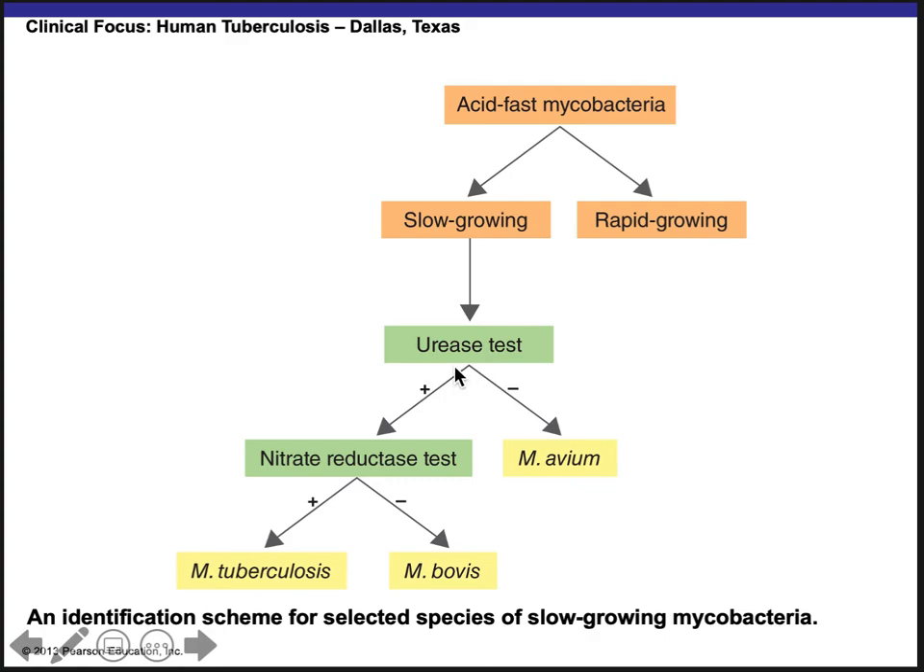Back up here with the urease test, if it couldn't use urease, if you're here on the negative side, then you know you have a Mycobacterium avium species. So that's how we use biochemical tests, and also how we use dichotomous keys to identify a bacteria. You do not need to memorize these particular facts here. This is just a demonstration of how to utilize these tools.